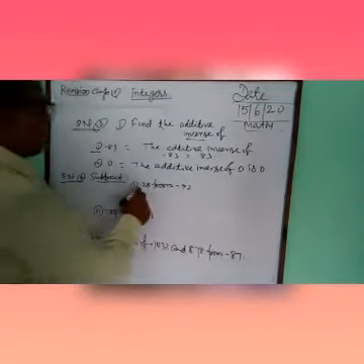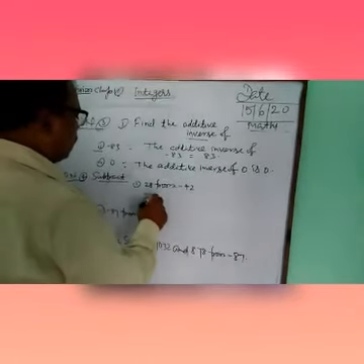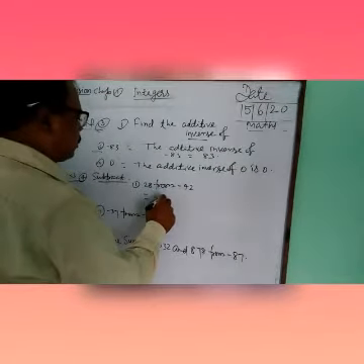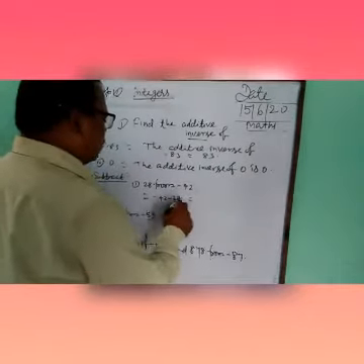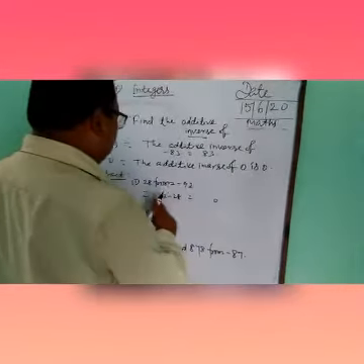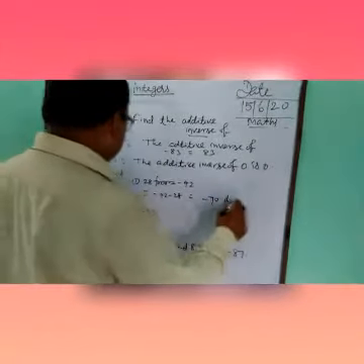Question number 4. Subtract 28 from -42. So we write first -42 minus 28 is equal to 8 plus 2 is 10, 0 carry 1, 4 plus 2 is 6, 1, 7 with negative sign. Answer.